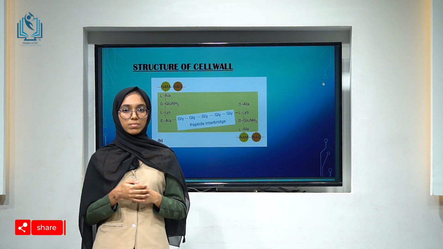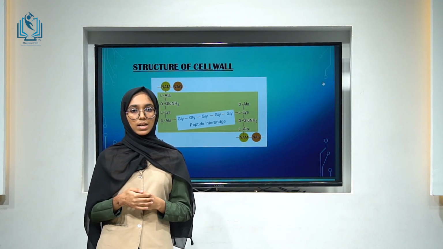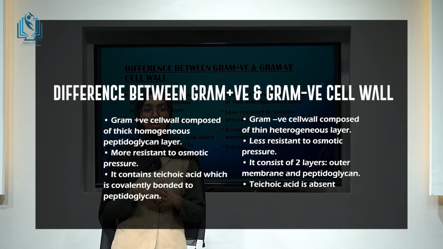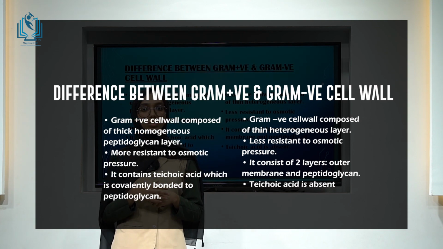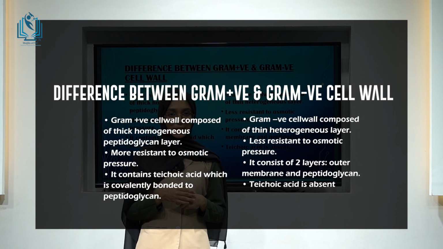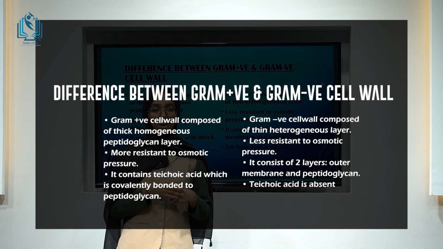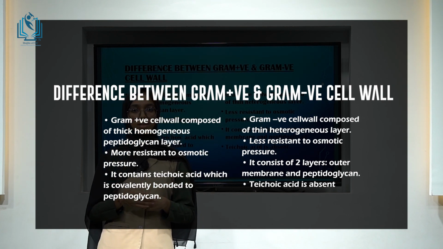Based on the difference between cell wall, bacteria are classified into gram-positive and gram-negative. So let's dive into the difference between gram-positive and gram-negative bacterial cell wall. Gram-positive bacterial cell wall is composed of thick, homogeneous peptidoglycan layer, whereas gram-negative bacterial cell wall is composed of thin, heterogeneous peptidoglycan layer. Here the cell wall contains two layers, outer membrane and peptidoglycan. Gram-positive bacterial cell wall is more resistant to the osmotic pressure than gram-negative bacterial cell wall.